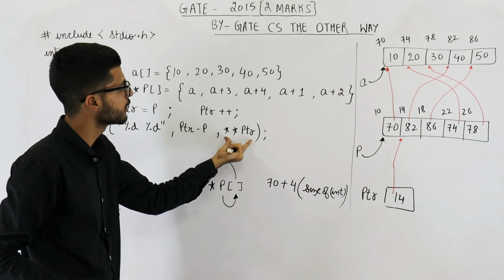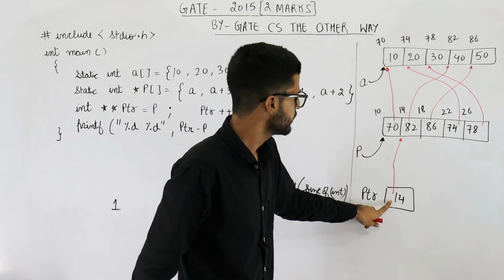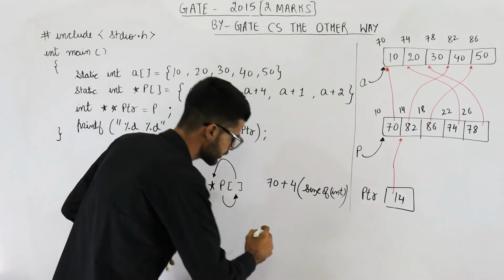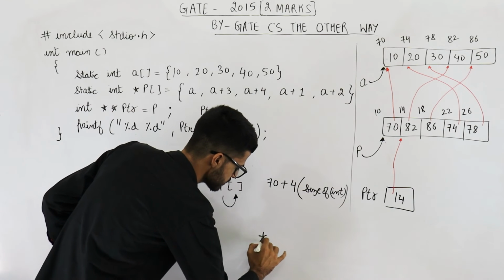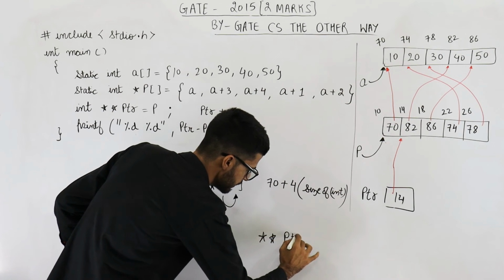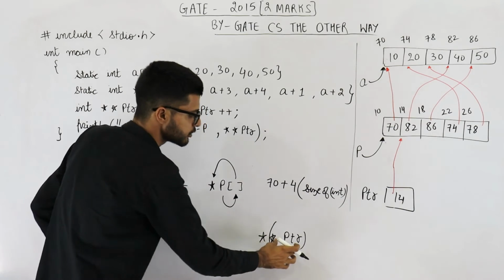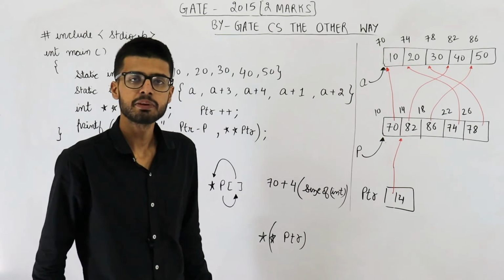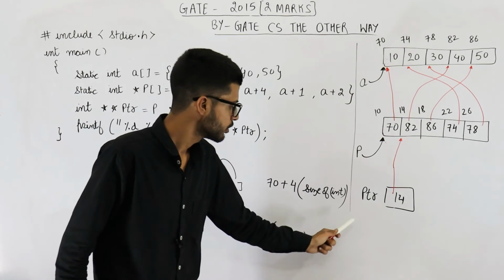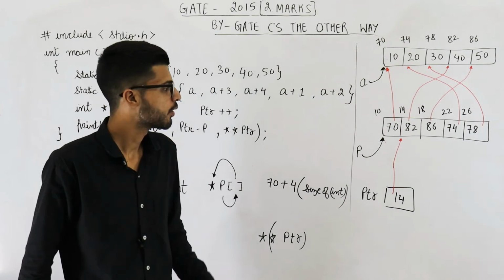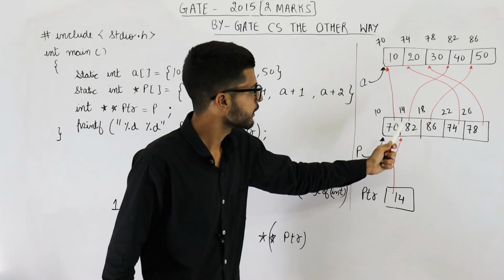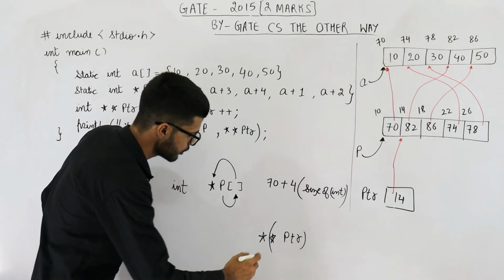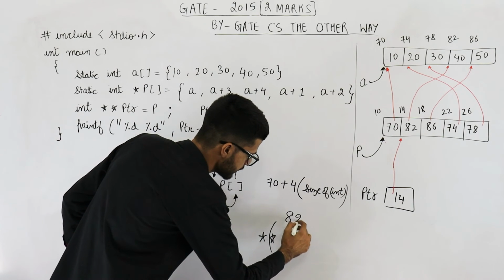Now let us see what this is. star ptr. For solving it, we need to solve star ptr. So first solve this part. What is ptr? ptr is 14. What is star ptr? Star means value at address. So the value at address 14. First go to 14. This is address 14. What is the value saved here? It is 82. So this bracket resulted in 82.